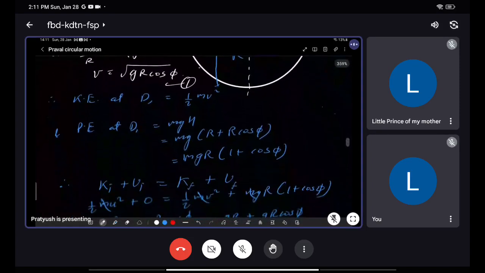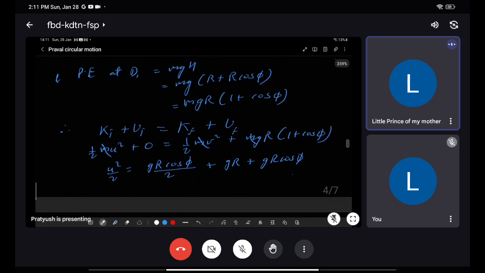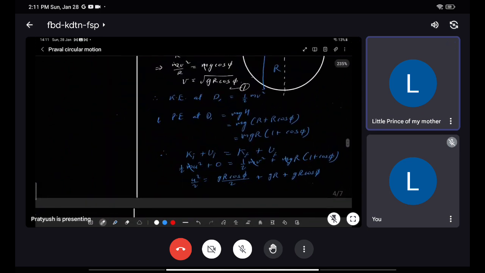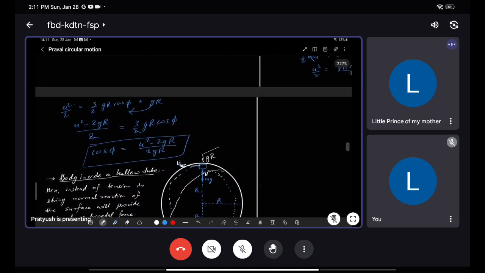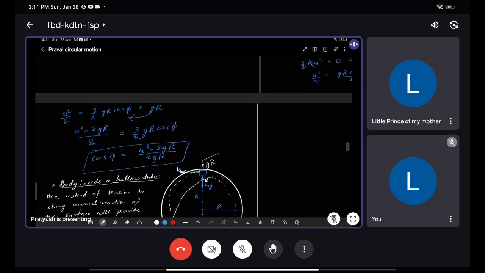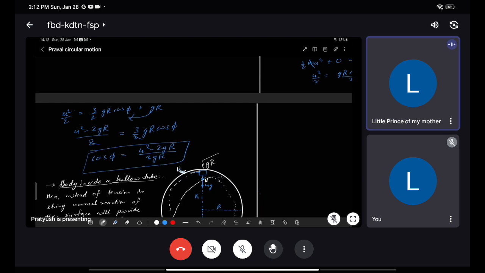Now, when we are equating kinetic energy and potential energy of the initial condition and final condition, then ultimately we are able to get cos phi. What is cos phi? Cos phi is the angle at which the string is slacking. So at that angle the tension will become zero and it will be totally loose and fall down.